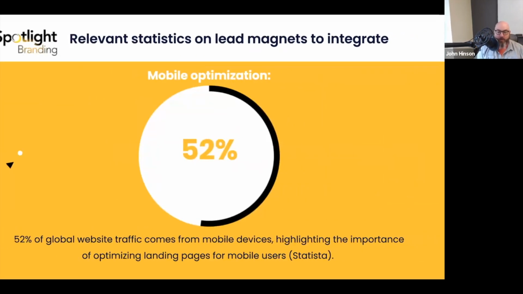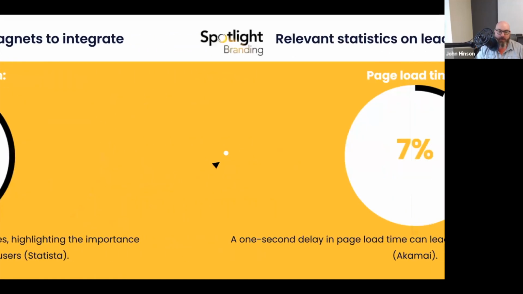52% of global website traffic comes from mobile devices. That number is only going to keep going up, by the way. More and more people are using their phones more than their desktops or laptops to surf the web. Even if they're coming to it from their email or from social media first, making sure that your website and your landing pages are mobile optimized is increasingly more important as time goes on.